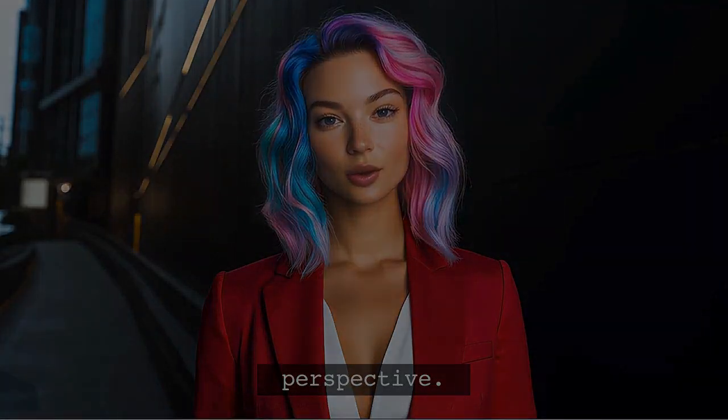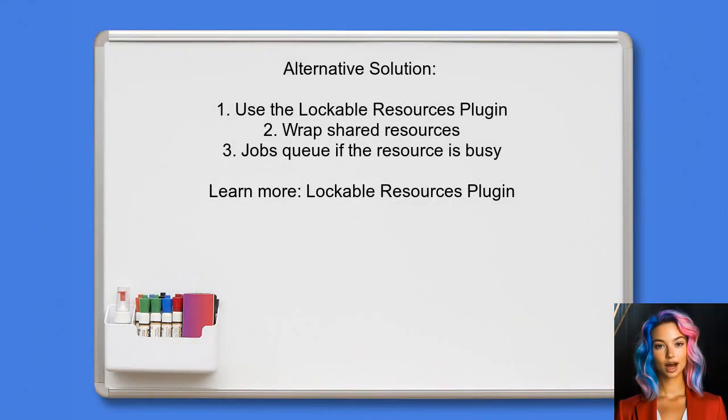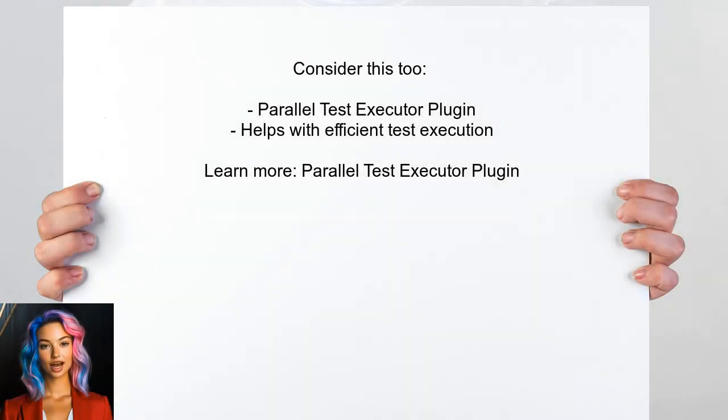Let's see another perspective. An alternative solution provided by another user suggests using the lockable resources plugin. This plugin allows you to wrap your shared resources, ensuring that jobs queue before the lock statement if the resource is not available. Additionally, if you're interested in parallelizing your tests, the user recommends checking out the Parallel Test Executor plugin, which can help manage test execution more efficiently.